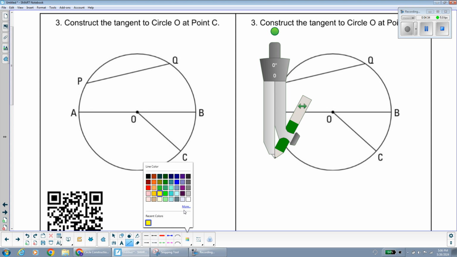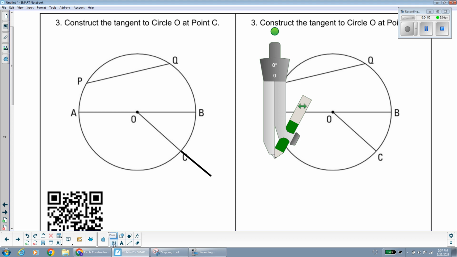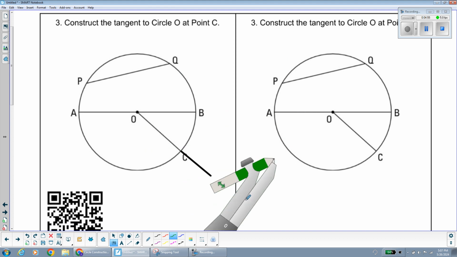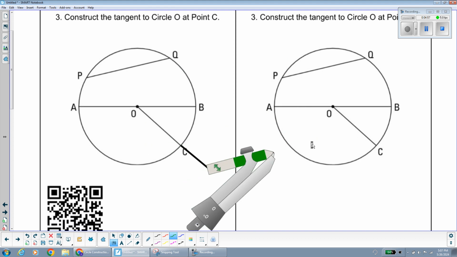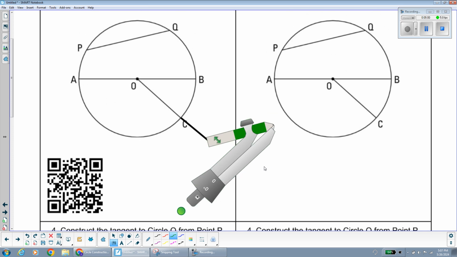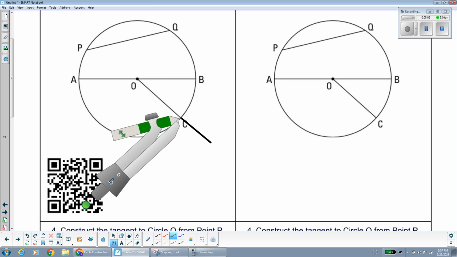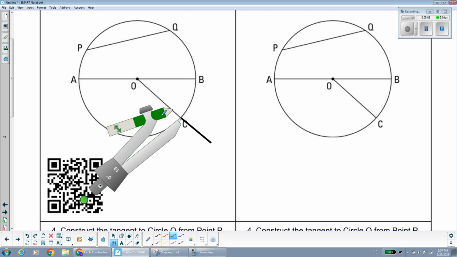In order to do this construction, the first thing that we're going to do is use our straight edge to extend line OC a little bit, just to make the construction easier. The reason we extend the segment a little bit is because when you're doing a perpendicular line through a point construction, the first step is that you put your compass on the point that you want your line to pass through. So we're going to put it on point C, and we need to make an arc that intersects the line in two spots.